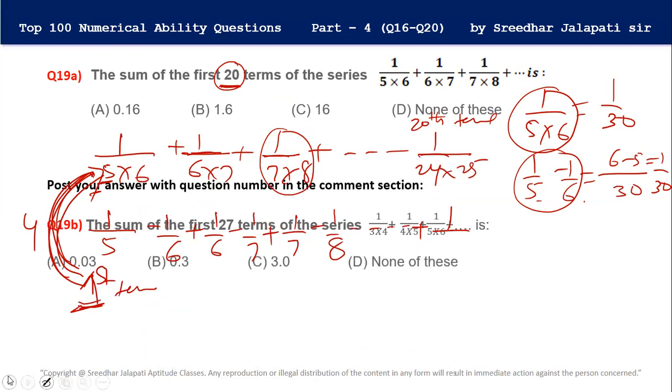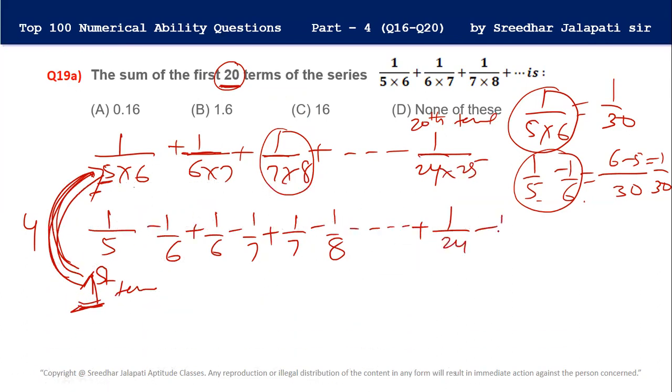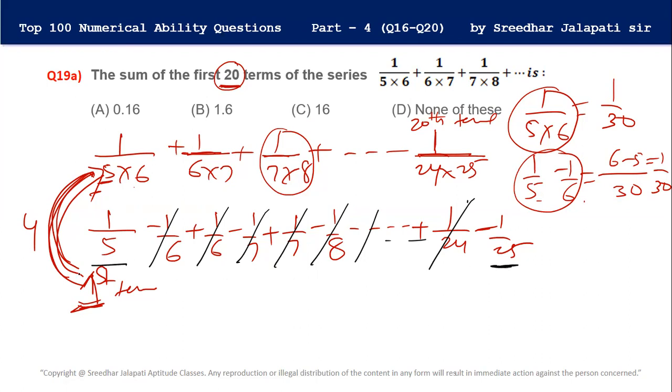Now 1 by 24 into 25 can be written as 1 by 24 minus 1 by 25, right? The 20th term is 1 by 24 into 25. That can be written as 1 by 24 minus 1 by 25. Now, if you observe here, in this expansion, in this sum, minus 1 by 6 plus 1 by 6, minus 1 by 7 plus 1 by 7, minus 1 by 8 plus 1 by 8, and so on. All these minus terms will get cancelled. Plus, minus, all these terms will get cancelled. Only the first term and the last term will remain.